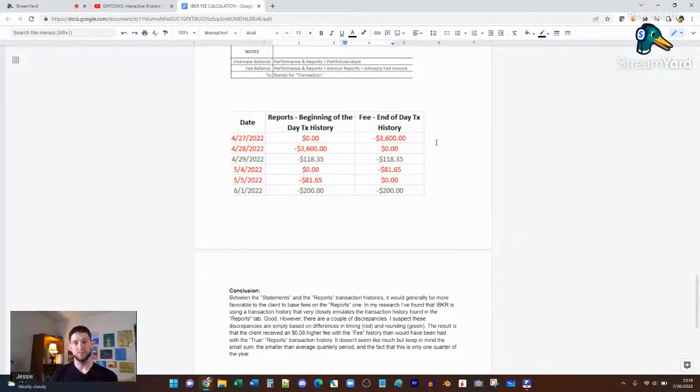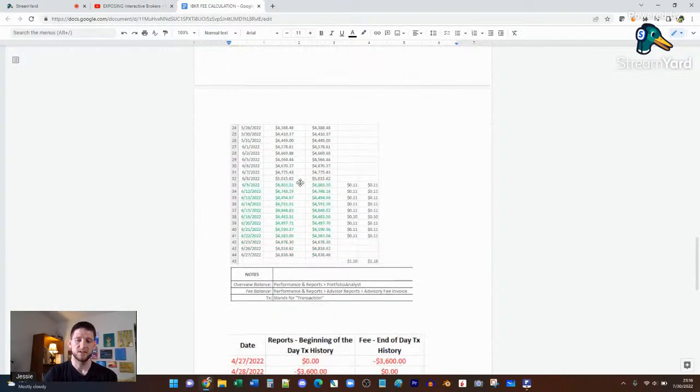And like we said earlier, and this is conclusion number 3 here, we would want the clients to be charged based on the reports history, not the statements history. And this is really close to the reports history. So what they're doing is more favorable to the client, which is okay by us. However, because they're using this third transaction history rather than the reports transaction history, you can see that my client did get charged about 8 cents higher than they should have.